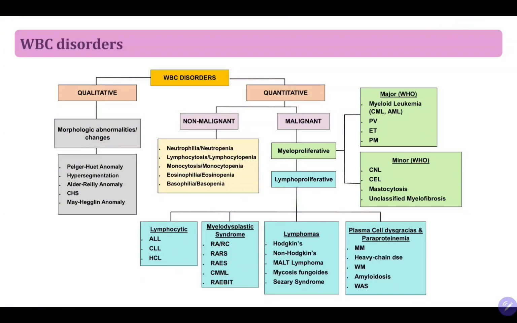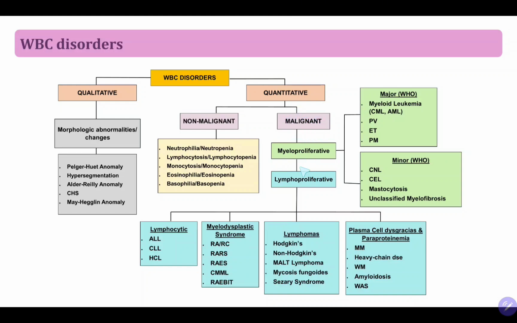Now, WBC disorders are divided into two. This is the chart that shows the different WBC disorders classification. It is divided based on qualitative or morphologic abnormalities, and in terms of quantitative amounts. The quantitative WBC disorders are divided into two, whether classified as non-malignant or malignant disorders. The non-malignant disorders were already discussed to you, and now we'll focus on the malignant WBC disorders.